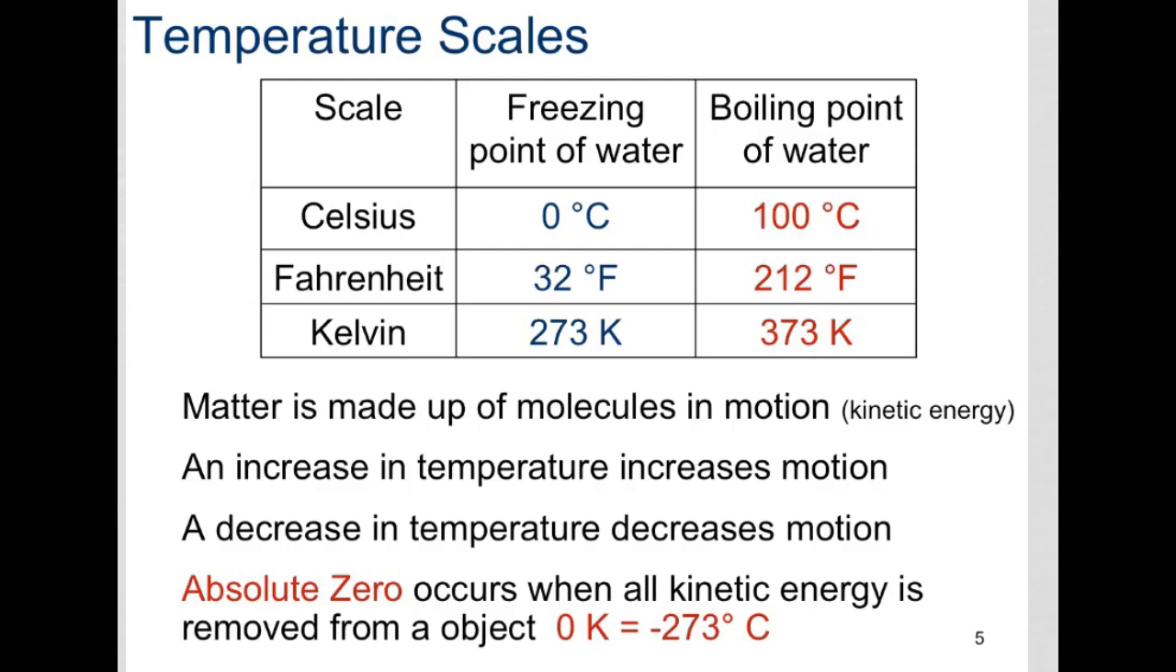Let's read what these words say. Matter is made up of molecules in motion. An increase in temperature increases the motion of the particles, the molecules inside. The temperature rises. A decrease in temperature decreases the motion. Absolute zero occurs when all kinetic energy is removed from an object. That would be 0 kelvins, which is negative 273 degrees Celsius. You don't have to memorize that. Moving on.